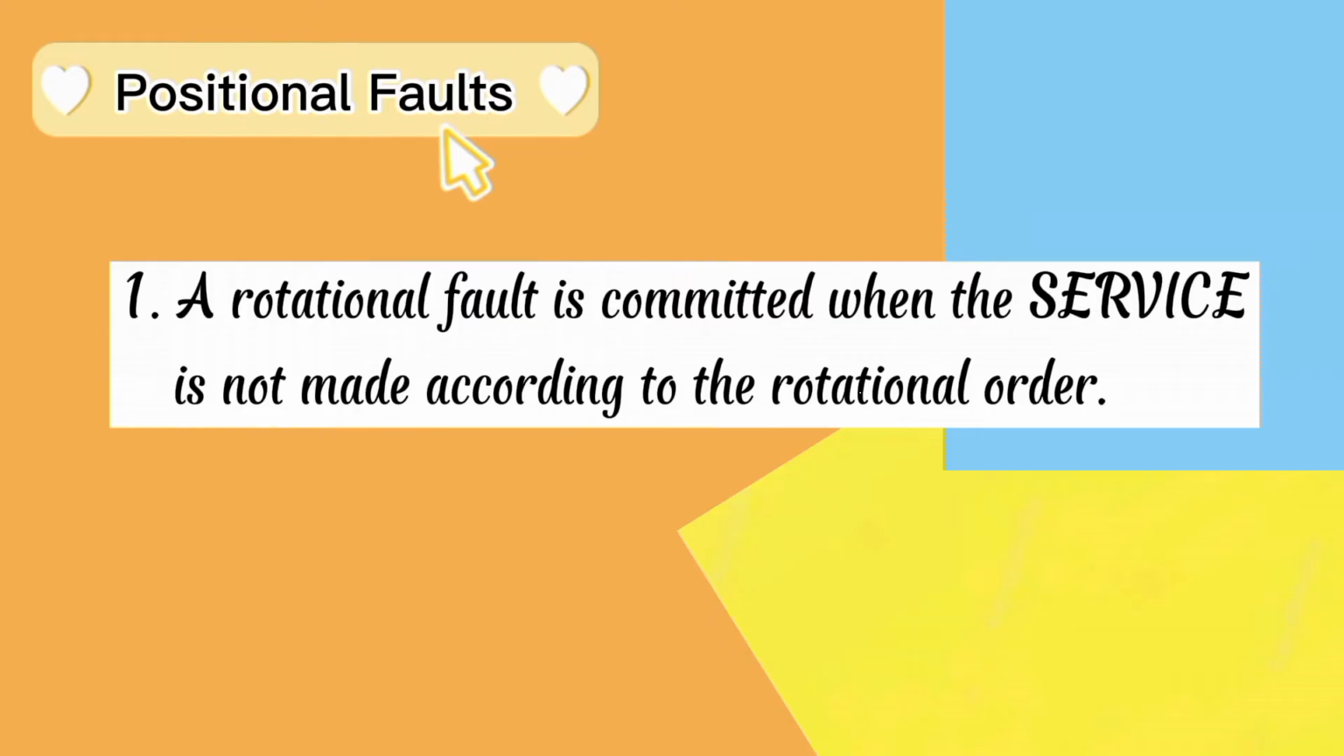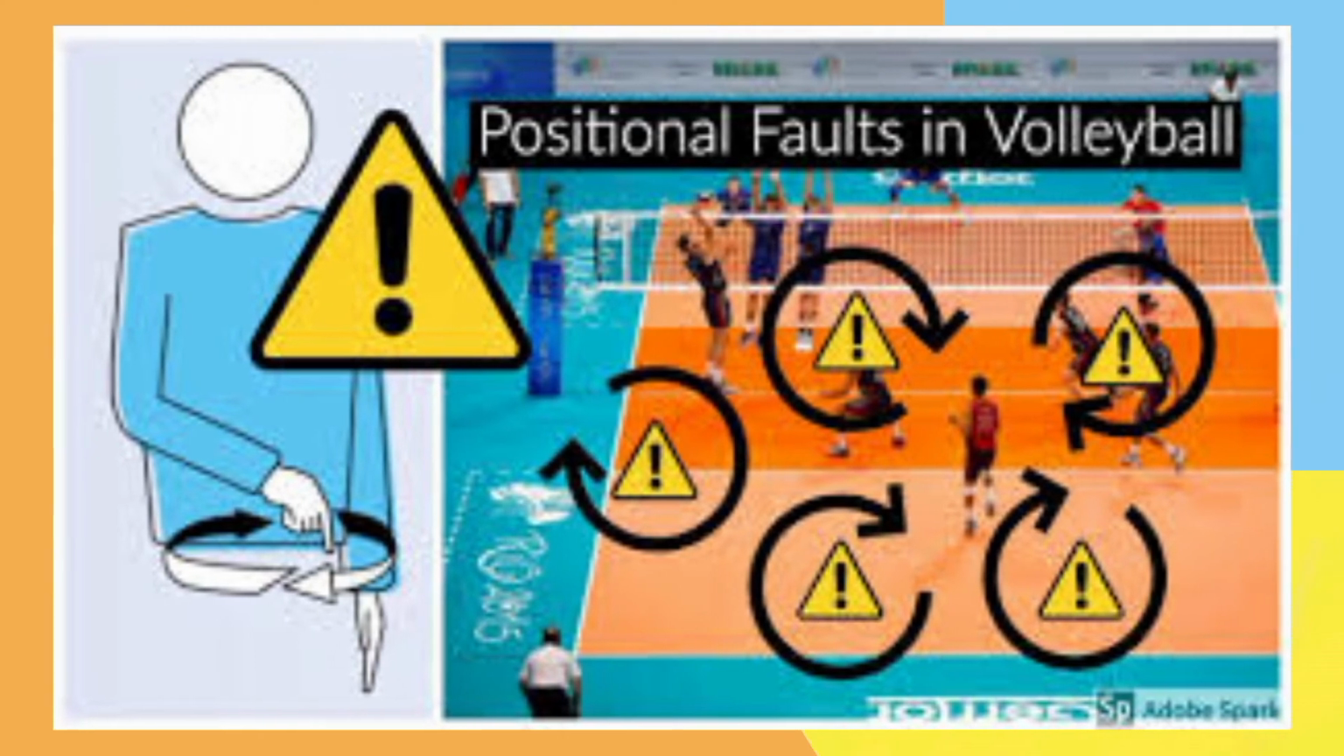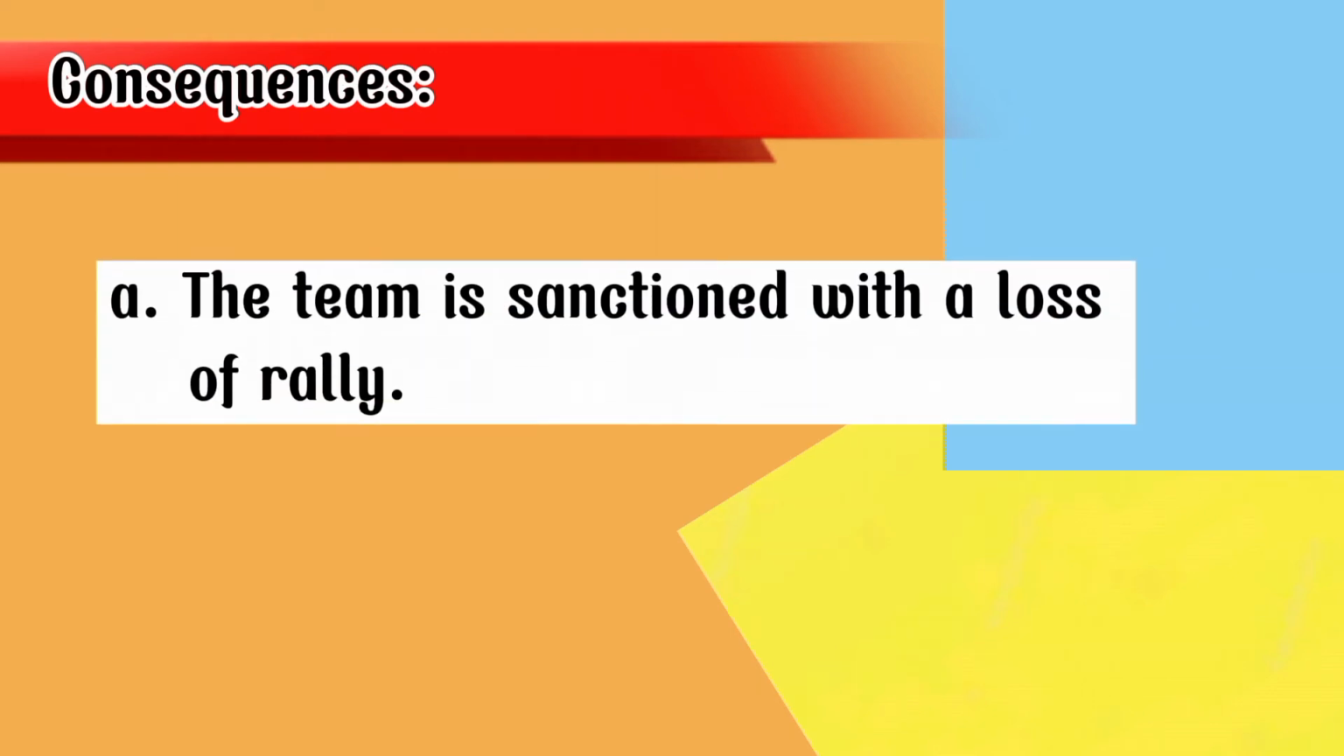A rotational fault is committed when the service is not made according to the rotational order. This is done when the players of a team commit a position fault if they are not in their correct positions at the moment the ball is contacted by the server. It leads to the following consequences. The team is sanctioned with the loss of rally.